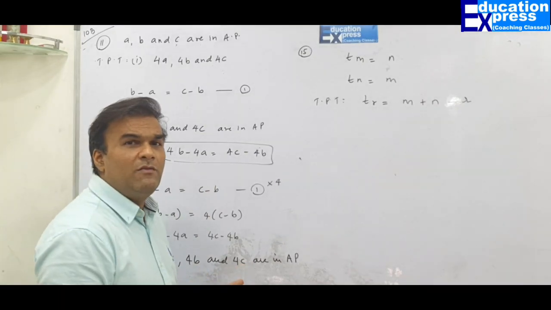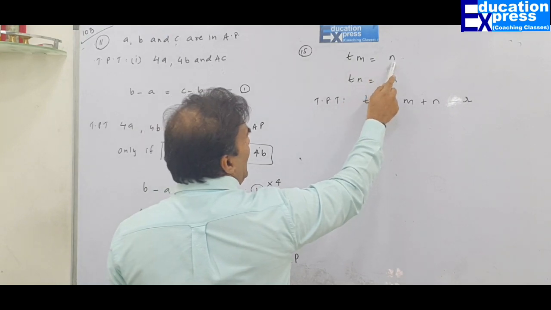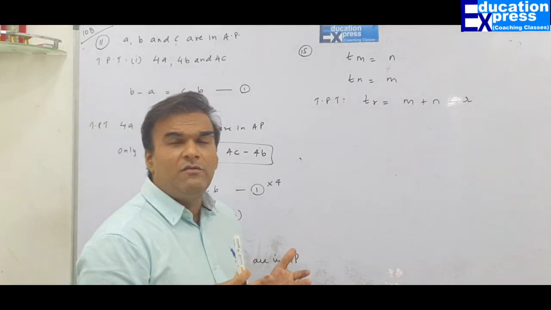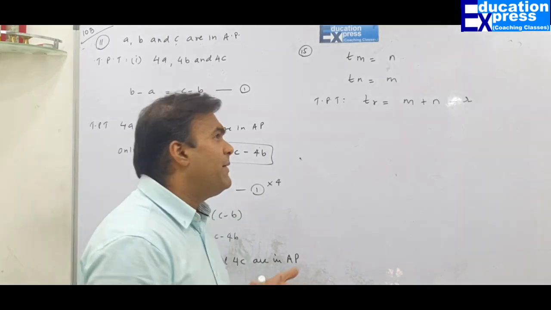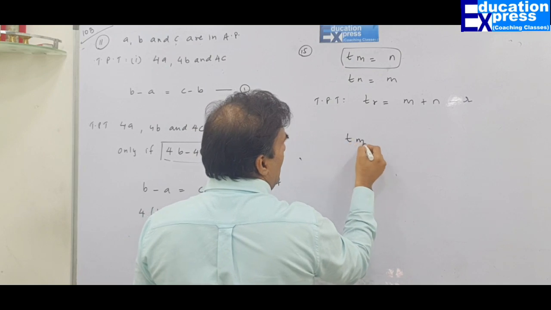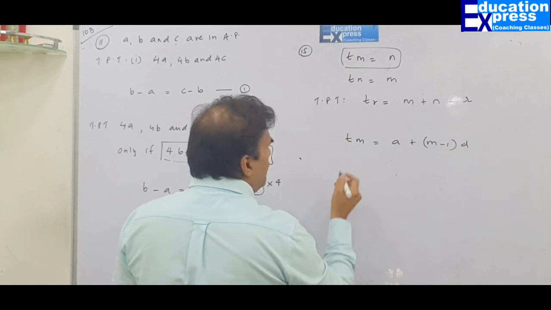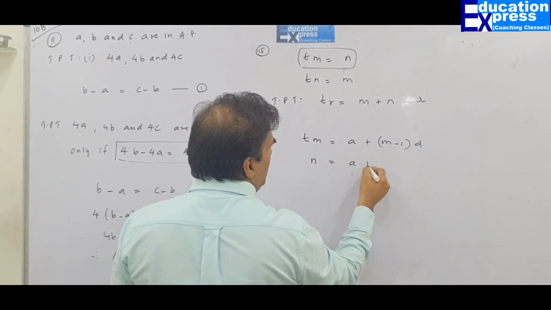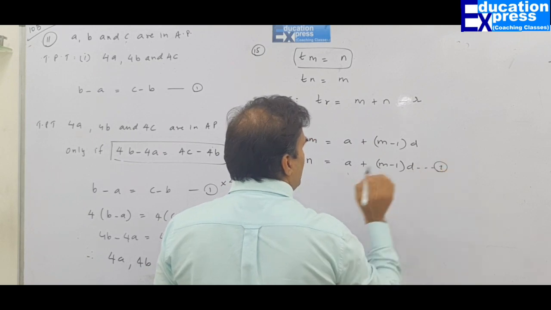Let us move on to question number 15. Now check question number 15. It's given to us that the nth term is m and the mth term is n. Of course, this question is one of the most difficult questions of the entire exercise B. But if you follow the rules, you will be able to do it very easily. The mth term, Tm, will be equal to A plus m minus 1 into d. What is Tm given to us? It's given to us as n. So n equals A plus m minus 1 into d. Call it the first equation.